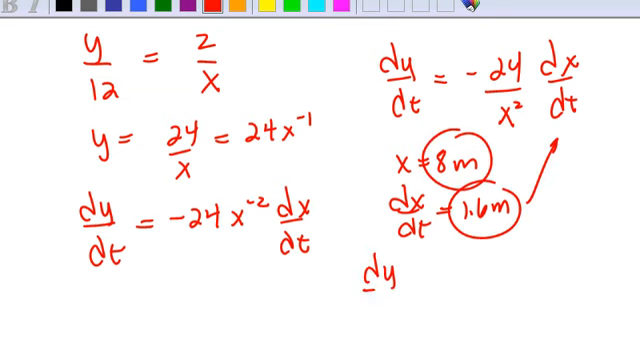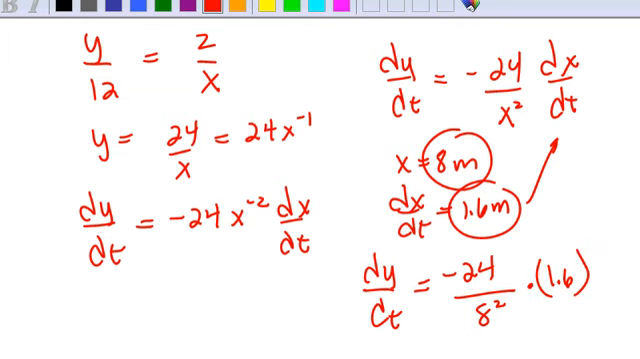That means I'm going to plug these two values into my equation. So dy by dt equals negative 24 over 8 squared times dx by dt, which is 1.6. Working that out, you should get approximately negative 0.6 meters per second. Meters per second because y is measured in meters and time is measured in seconds.